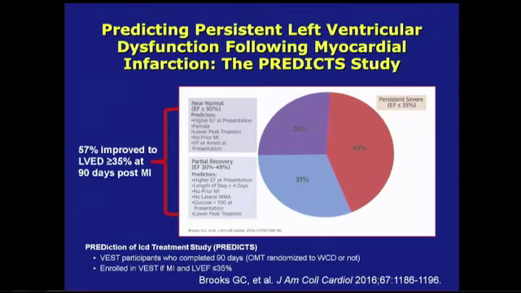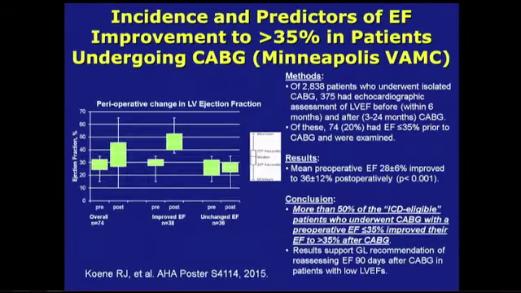This is from the PREDICT study, which is evaluating the use of the wearable defibrillator during the waiting period. This was just published 2 months ago. And you will notice that in the first 90 days post-infarction, with optimized medical therapy, 50% of patients with low ejection fractions improved to EFs of greater than or equal to 35% at 90 days. And it really attests to the importance of treating people well medically during these waiting periods.